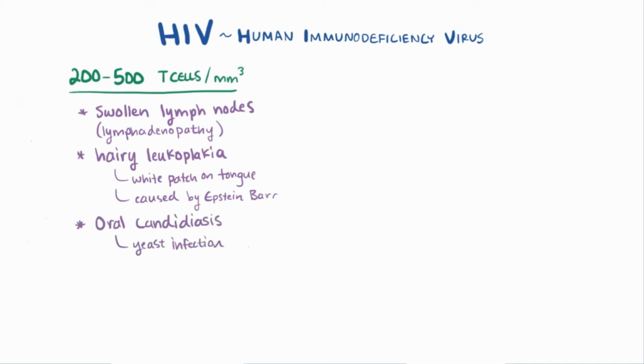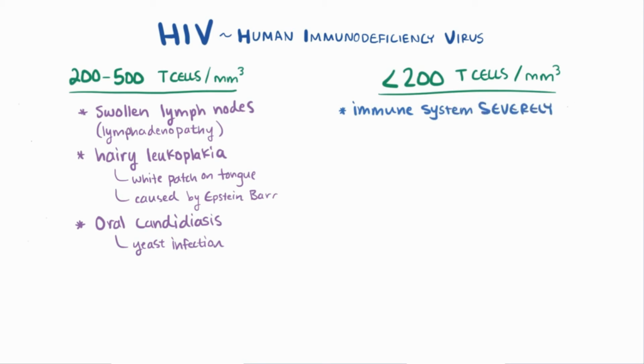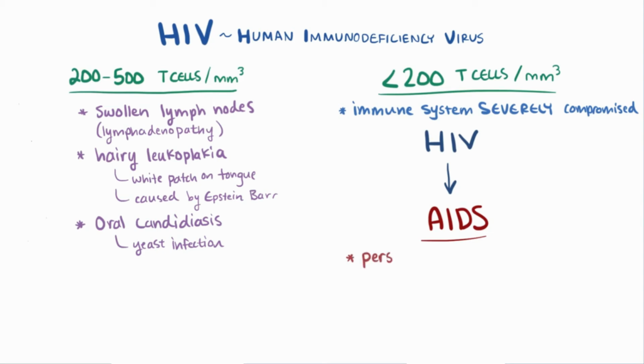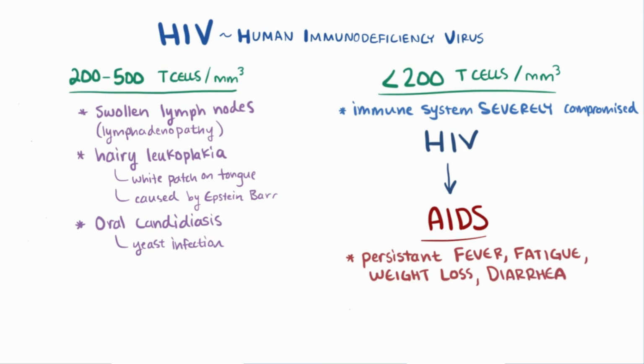As more T cells are lost and the level falls below 200 cells per cubic millimeter, the immune system becomes severely compromised, and at this stage, the condition has progressed from HIV disease to AIDS. At this point, people experience things like persistent fever, fatigue, weight loss, and diarrhea. And the HIV count in the blood might increase significantly.